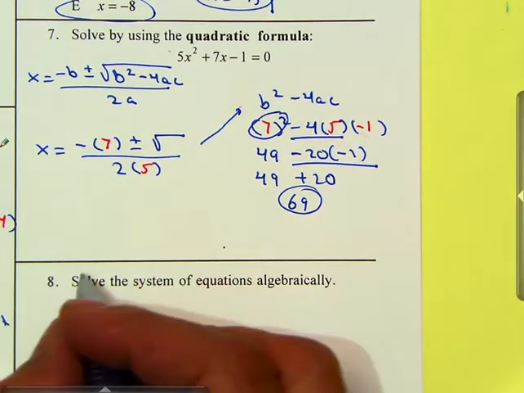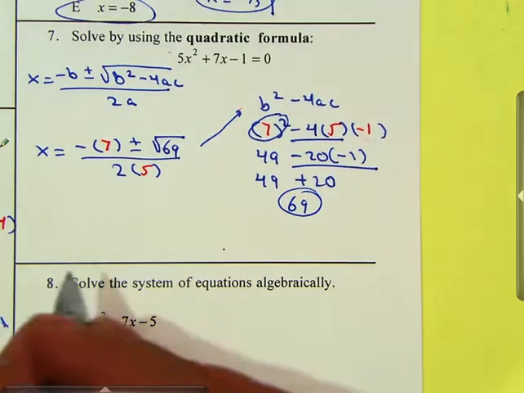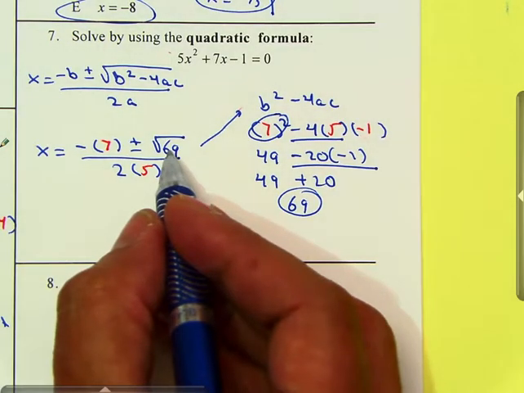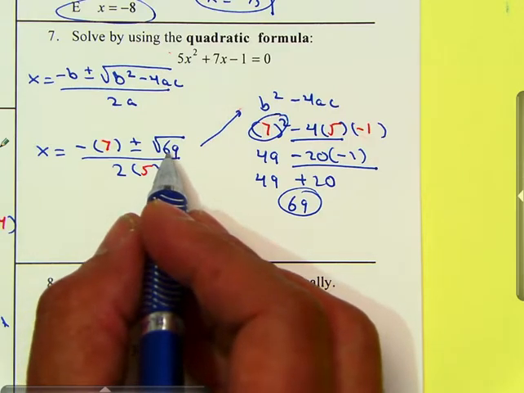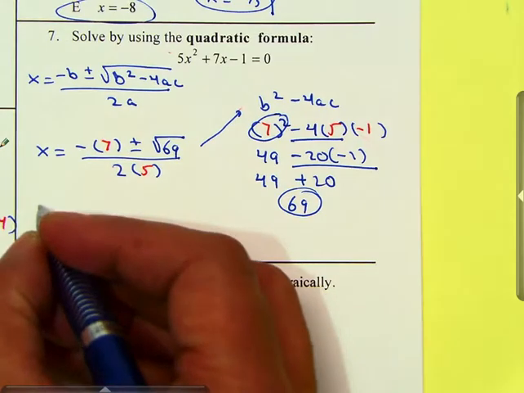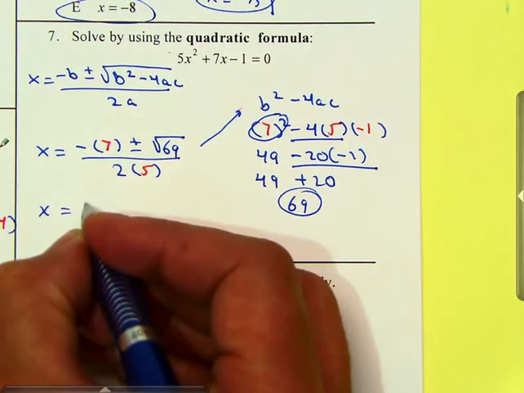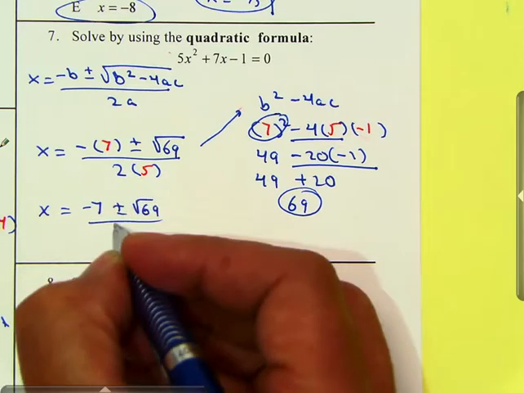If I try to simplify square root of 69, it cannot be simplified. So that will stay the same. Sometimes this might be square root of 64, which is a perfect square, but not in this case. So let me just simplify. Negative times 7 is a negative 7, square root of 69, all over 10.